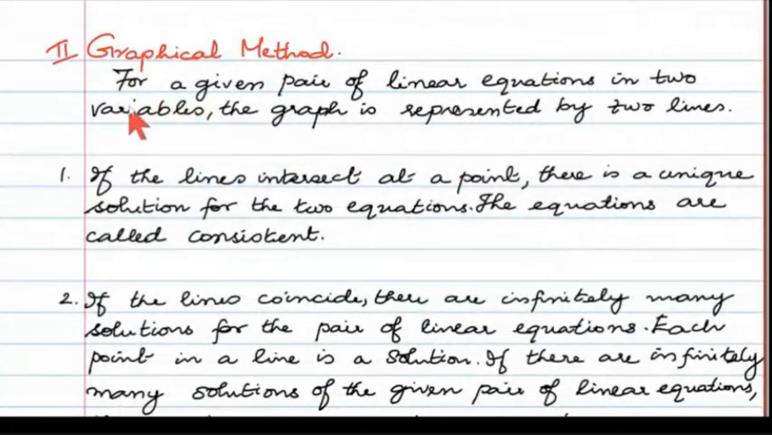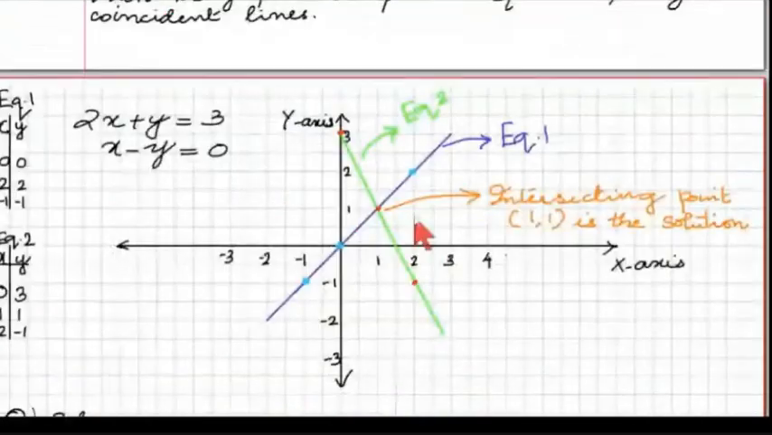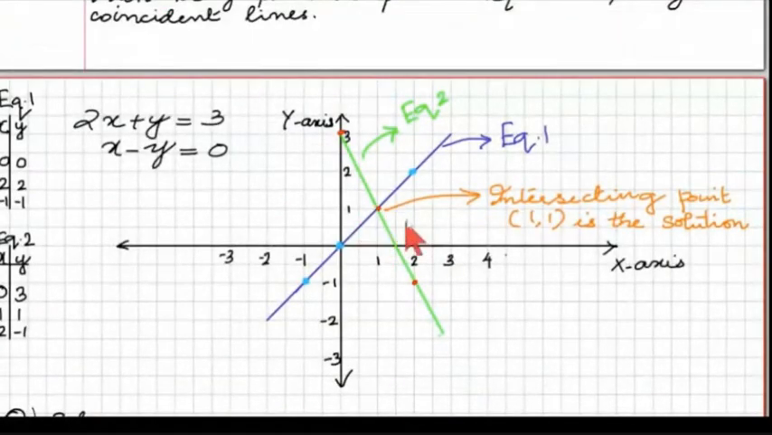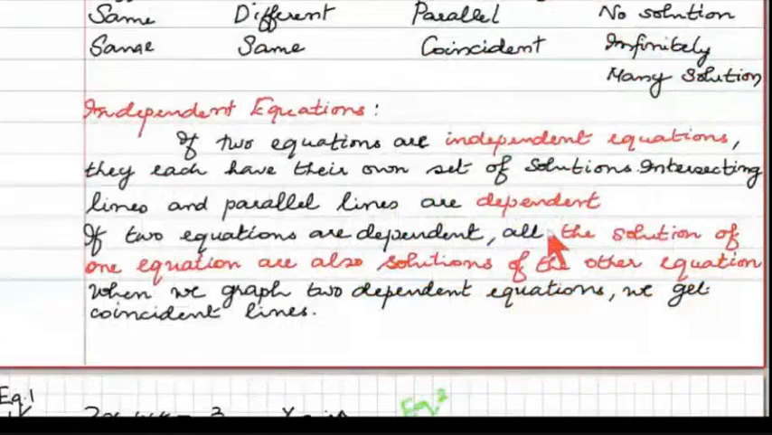So for a graphical method, for a given pair of linear equations in two variables, the graph is represented by two lines. If the lines intersect at a point, there is a unique solution for the two equations. The equations are called consistent. So here our equation is consistent. We got a unique point and our equation is consistent. So this is a unique solution.